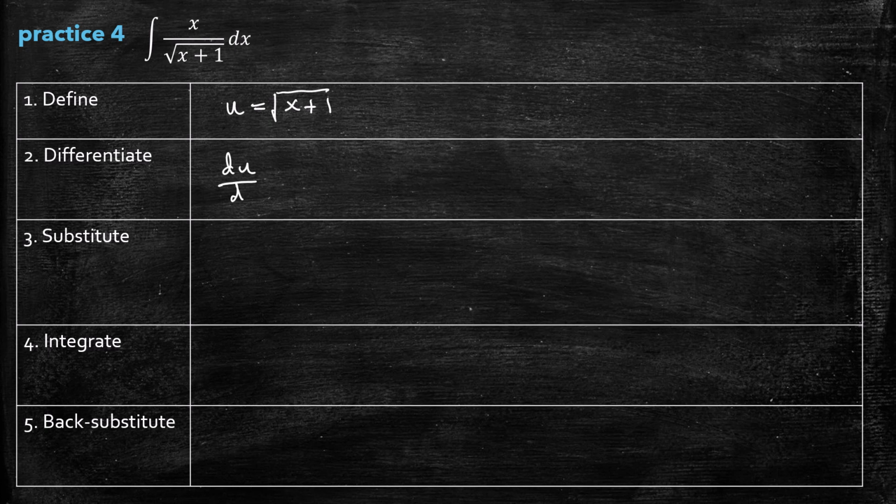So that means du by dx is the derivative of x plus 1 to the half. The derivative is half x plus 1 to the minus a half. And then I can just put that negative half exponent, I can put the radical down here. And if I isolate du, I get 1 over 2 square root of x plus 1 dx.